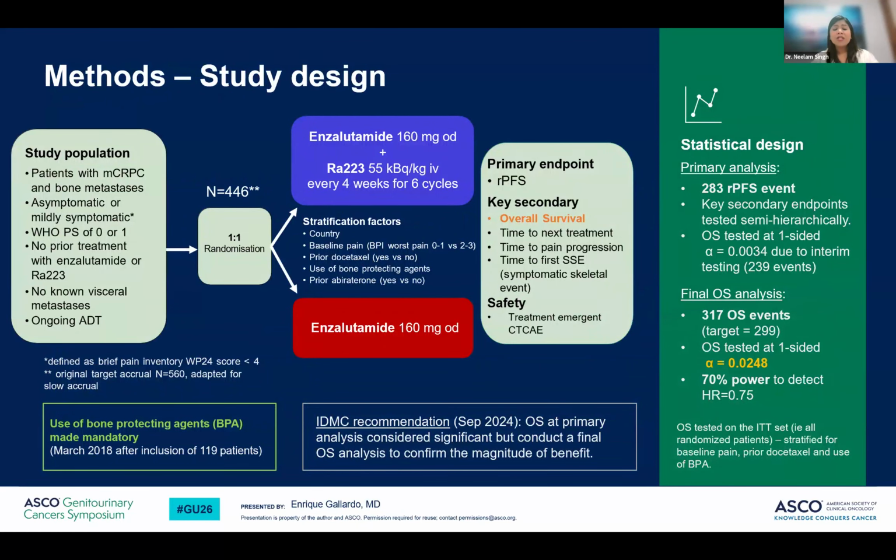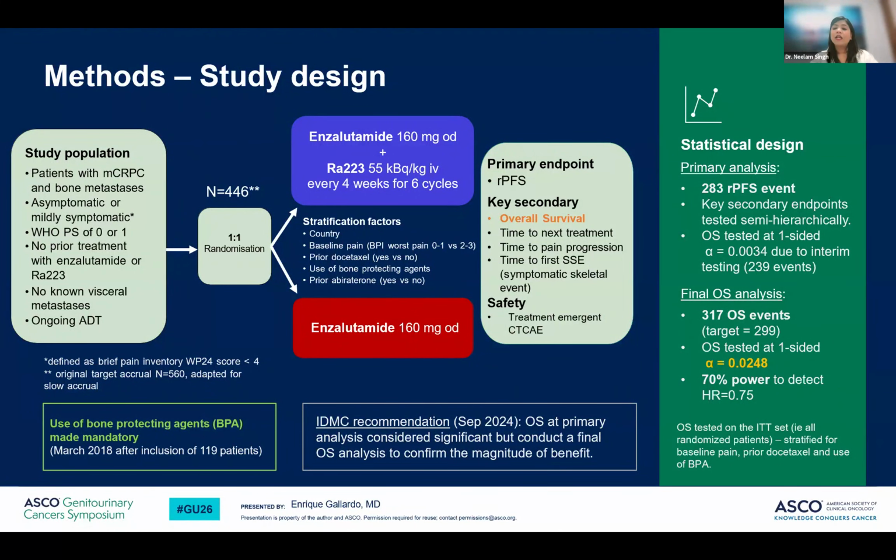As we know, we have a study, ALSYMPCA, which did show an OS benefit with the addition of radium-223. If we look at the study design, it includes patients with CRPC with bone metastasis, and the other factors as we can see over here. It was randomized 1:1, the first arm being enzalutamide with radium-223, 55 kilobecquerel per kilogram, every 4 weeks for 6 cycles, and the second arm was enzalutamide alone. The primary endpoint was radiographic progression-free survival, with the secondary endpoint being overall survival.